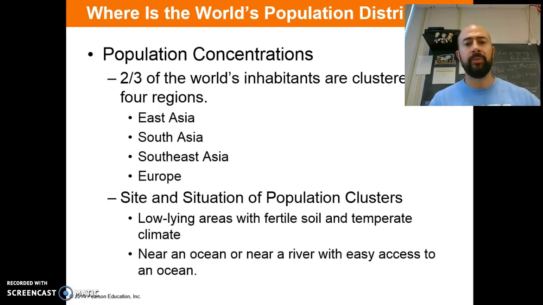About 2/3 of the world's population are clustered in 4 regions: East Asia, South Asia, Southeast Asia, and Europe. These are the biggest clusters or concentrations of people. And as you notice in the Power of Place, humans tend to live in low-lying areas with fertile soil and near an ocean or a river for easy access.